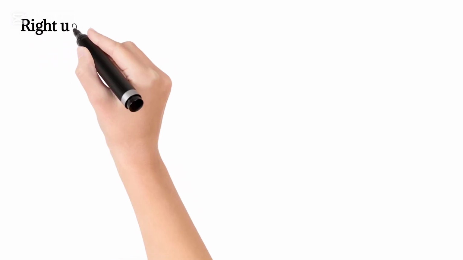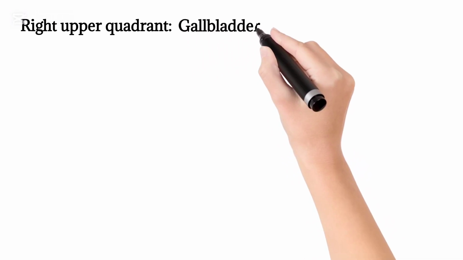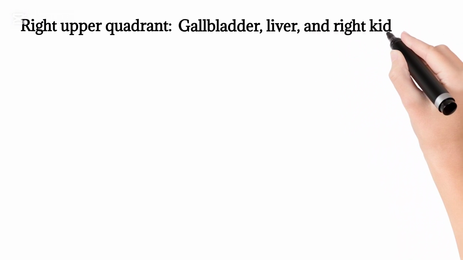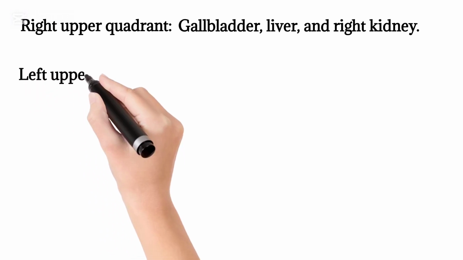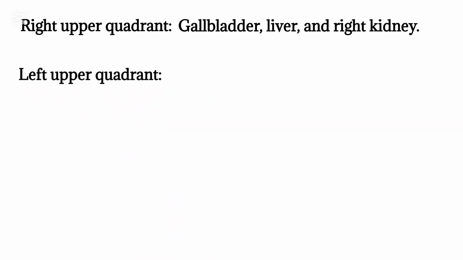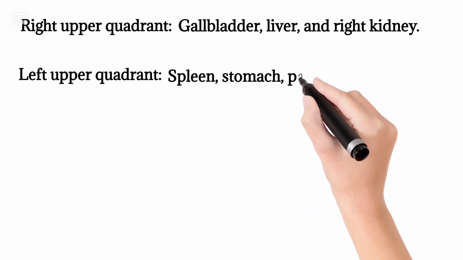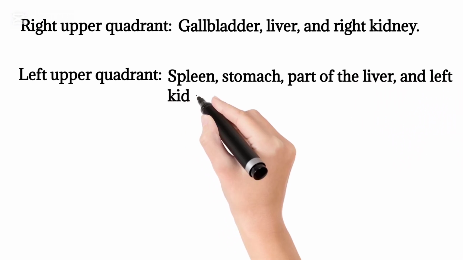Okay, now we are going to look at some of the organs that can be found in the various quadrants. So we will start with the right upper quadrant. The gallbladder, liver, and the right kidney can be found in the right upper quadrant. The left upper quadrant contains the spleen, stomach, part of the liver, and the left kidney.